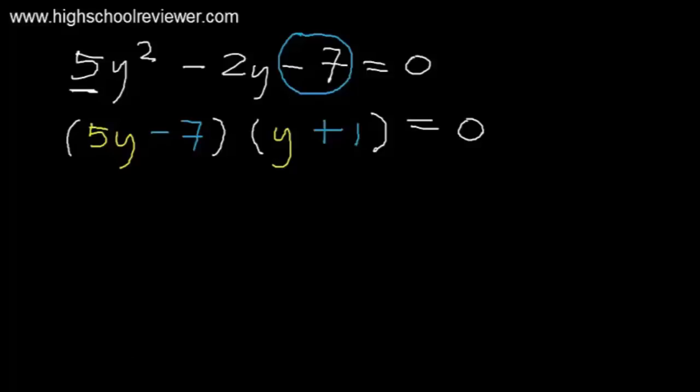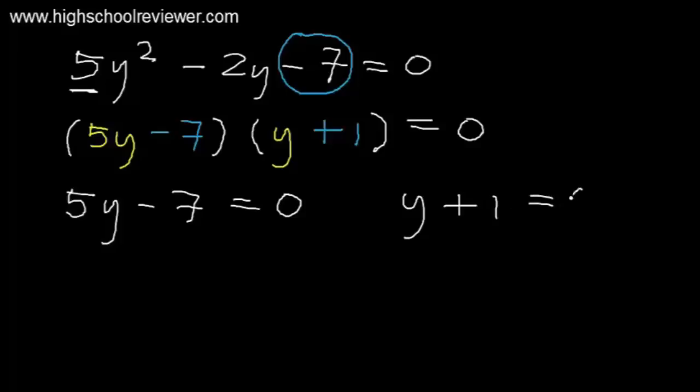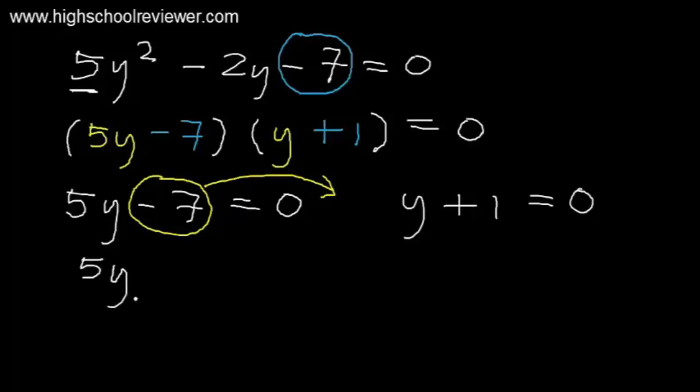And then we are now going to find the value of y. We have 5y minus 7 equals 0, and we also have y plus 1 equals 0. So to find y, we need to transpose negative 7. On the left side, only 5y will be left. And if we transpose a negative, it will become positive, so the sign will change.